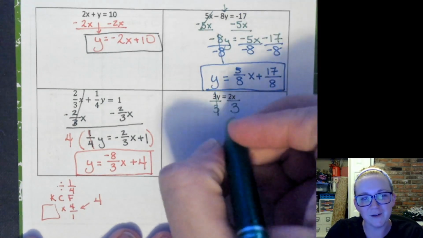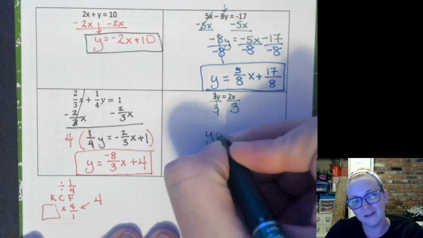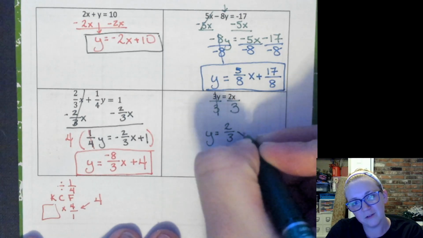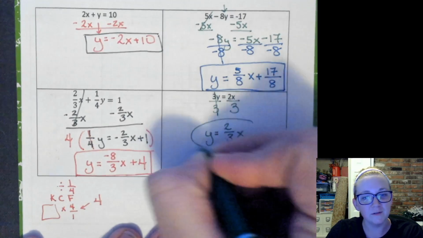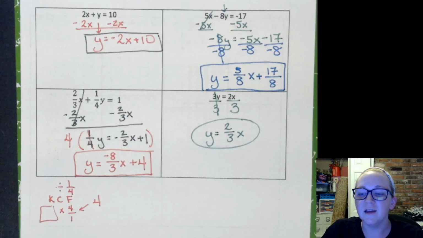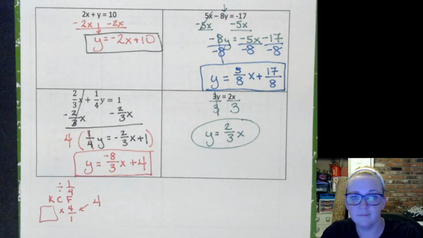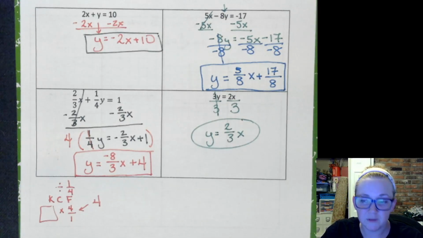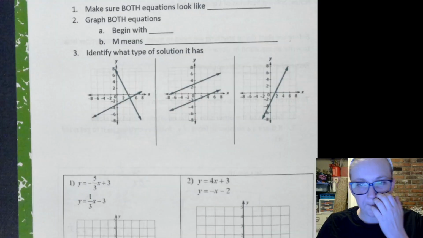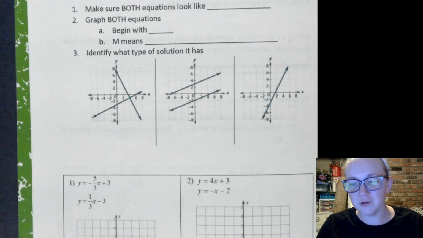Alright, so we're going to divide by 3. You should get y equals 2/3 x, right? Because 3 doesn't go into 2. There you go. Okay. So that's how we can take the equations and turn them into y equals. So you're going to need that skill on the next page. So let's go. Alright, so let's try this again.